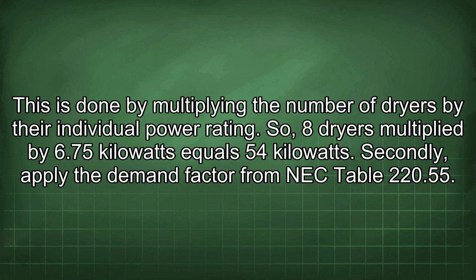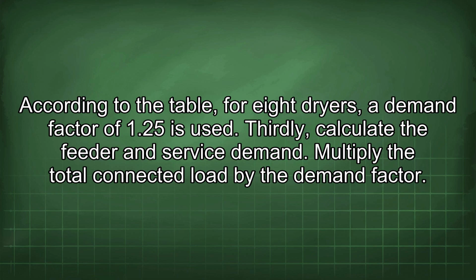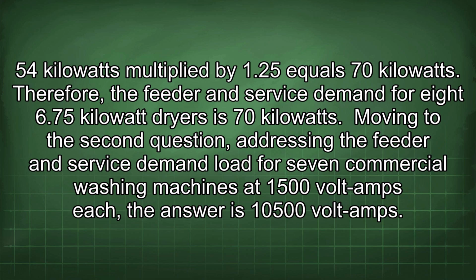Secondly, apply the demand factor from NEC Table 220.55. According to the table, for 8 dryers, a demand factor of 1.25 is used. Thirdly, calculate the feeder and service demand. Multiply the total connected load by the demand factor. 54 kilowatts multiplied by 1.25 equals 70 kilowatts. Therefore, the feeder and service demand for 8 6.75 kilowatt dryers is 70 kilowatts.